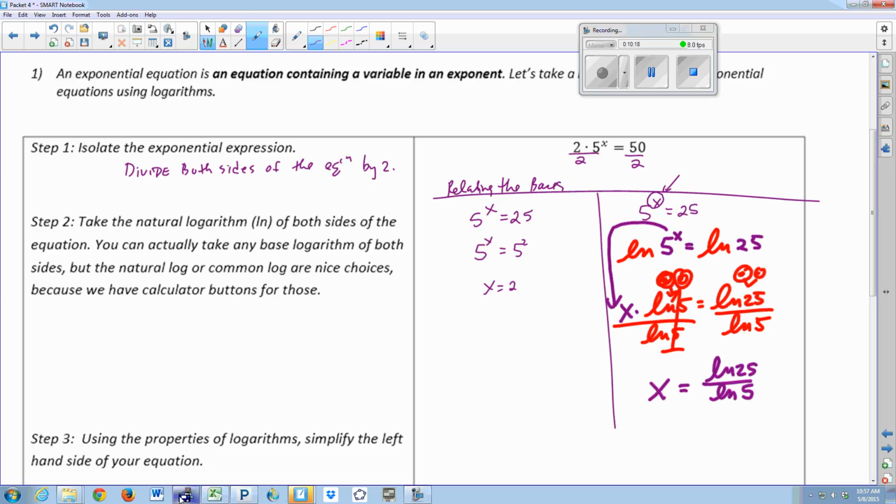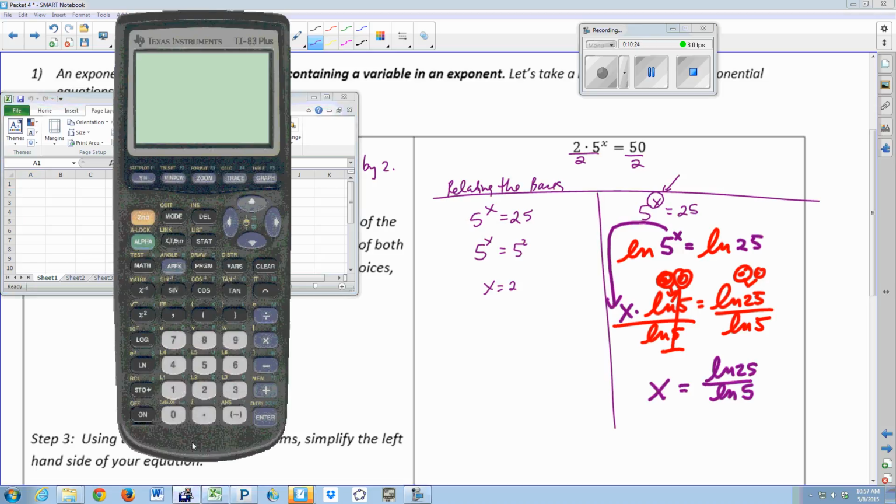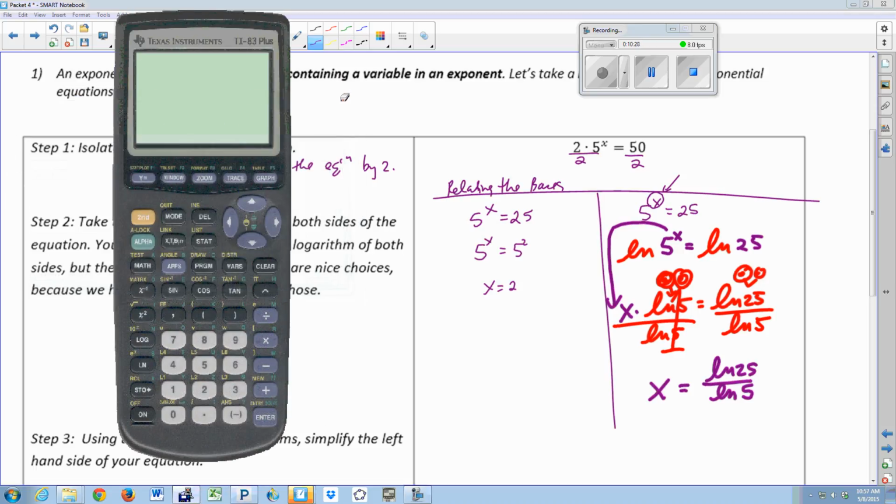One is to pull out your calculator and just do the division on your calculator. And then I can show you another way that came up in my previous class. So let's turn the calculator on. We take the natural log of 25, we already know the answer here has to be 2 because we've done it by relating the bases. Divided by the natural log of 5 is 2. So x equals 2.